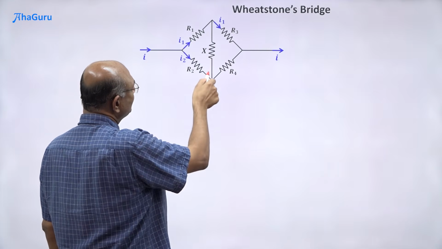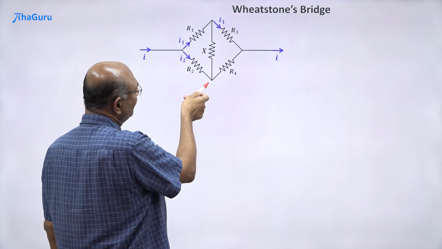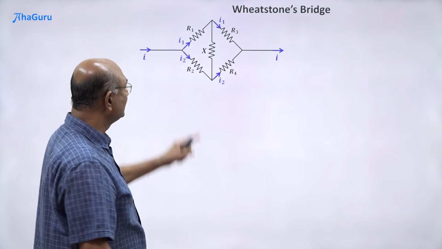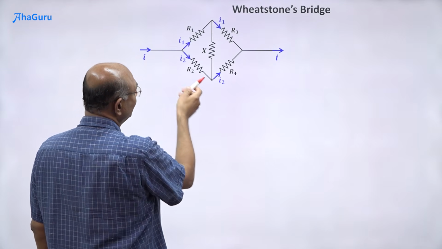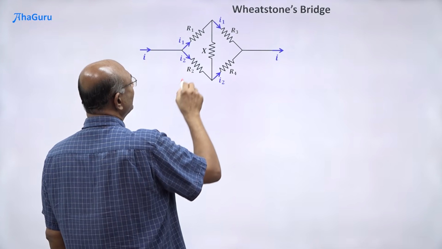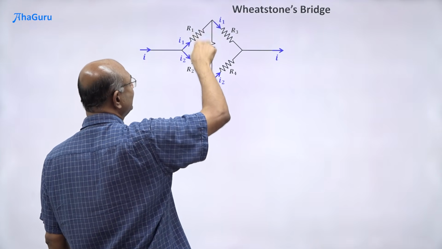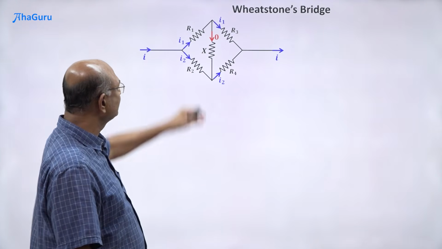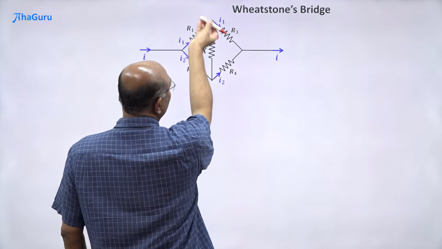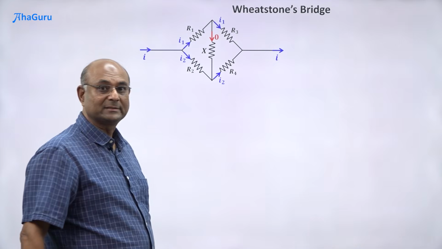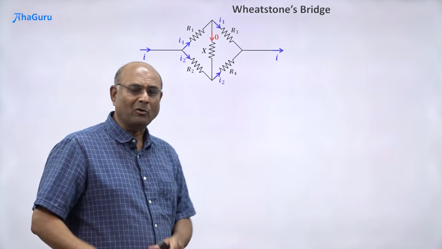So whatever current comes this way is not branching out here, it is just entirely flowing that way. And since no current is going this way, whatever current comes in here will go like that. So this current in R4 is also I2. So I2 comes in, I2 goes out like that. Now there is no current in this branch X, no current at all. Whatever current I1 is coming like this is going that way, so nothing goes into X.